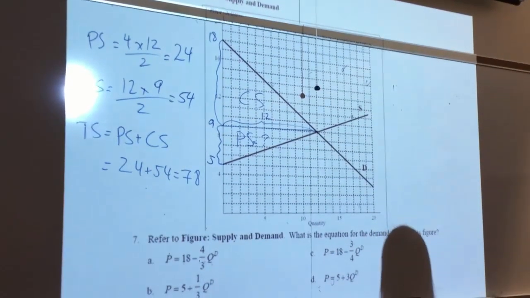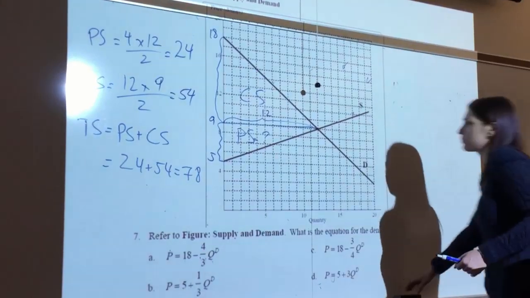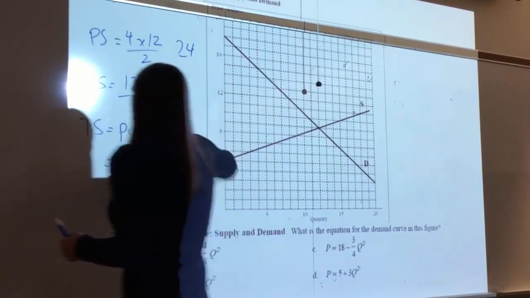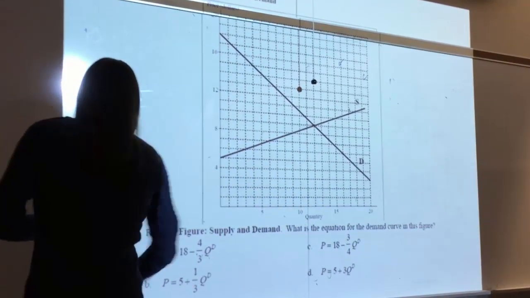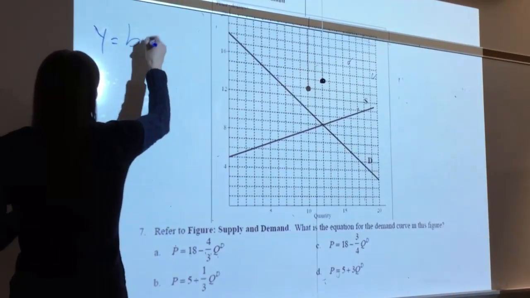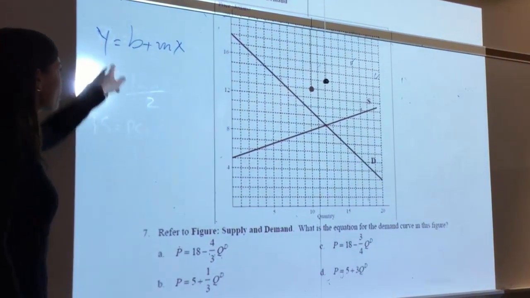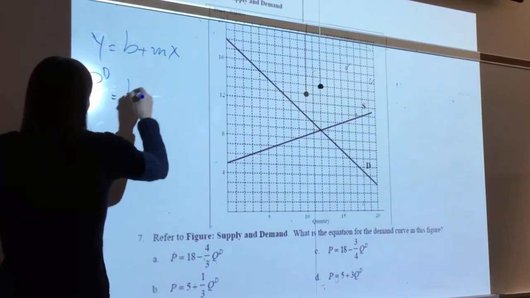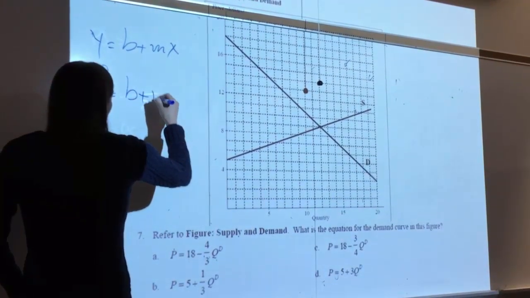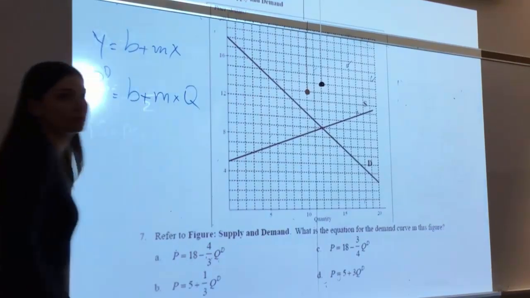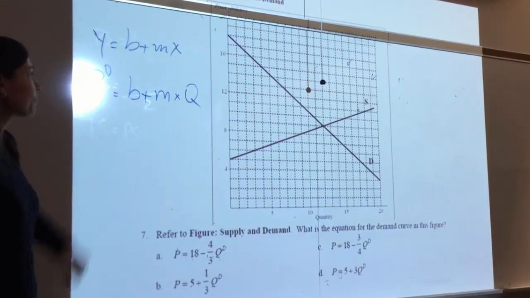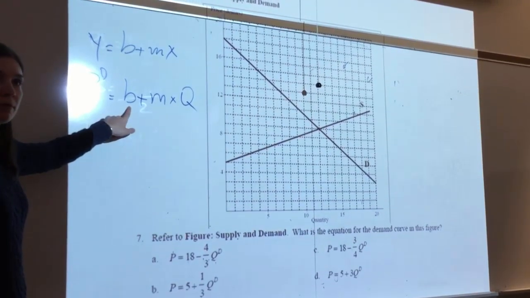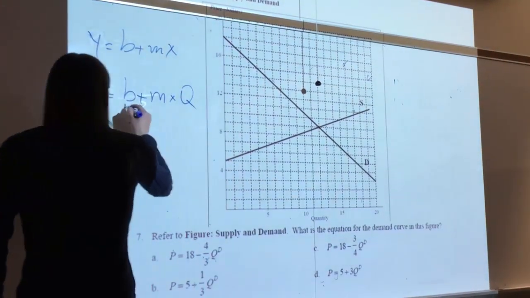Okay. What is the equation for the demand curve in this figure? All right. So we know the equation of a line is always of the form y equals b plus mx. Right? In our case, y is the price. This is the demand curve. So the demand curve is going to be equal to the intercept plus the slope times quantity. Correct? What is the intercept of the demand curve? What would it be? 18, right? That's the intercept of the demand curve.